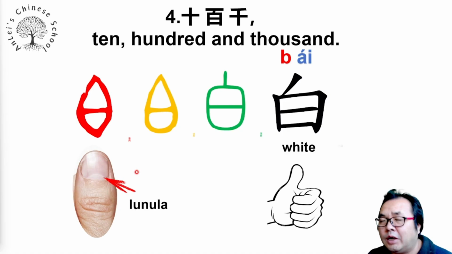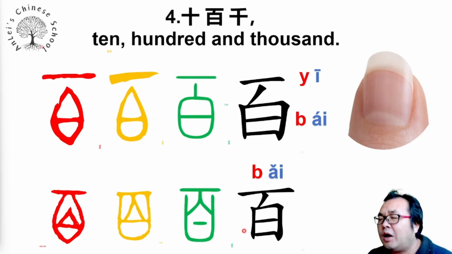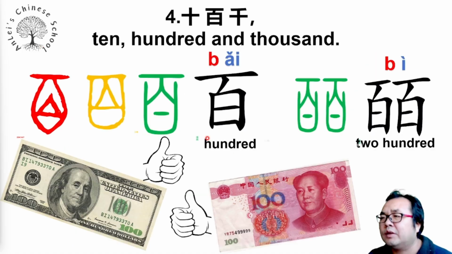This is the lunula on our thumb. 百, 100, is one white lunula. And this is 100. 百 百. This character is 400. It's B, 4EB. But this character is not popular. What's the capital form of 100?